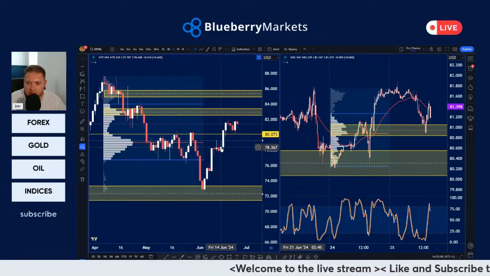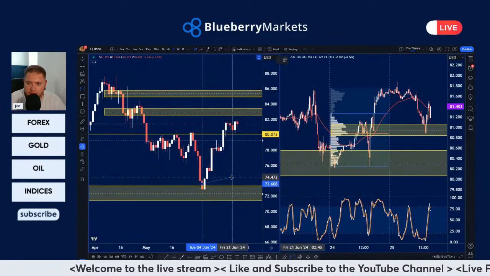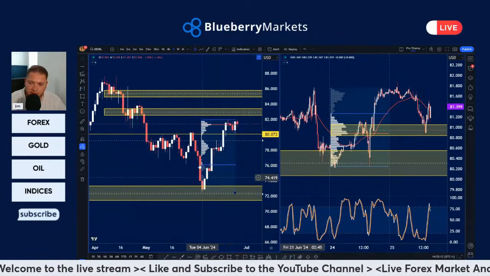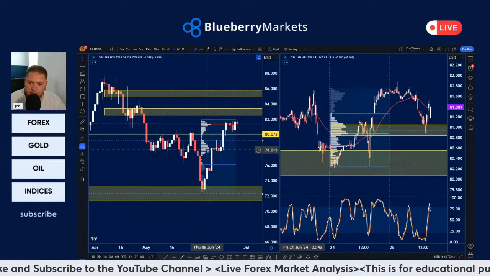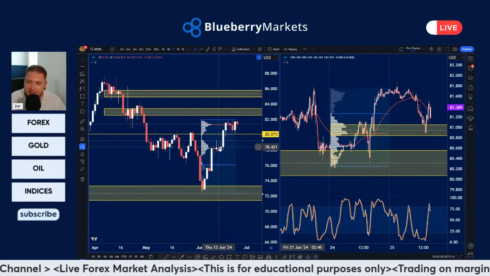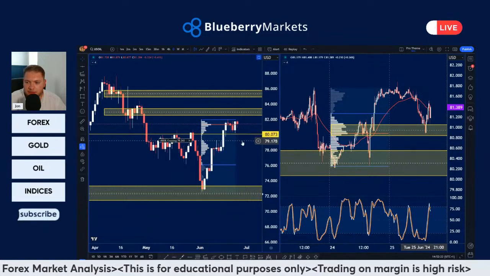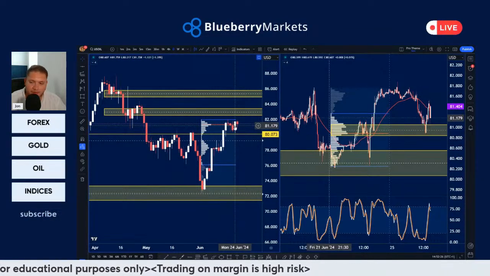Down towards this $78 handle level. The reason I like that is because if we put a volume profile on, you've got all that volume being built there on the daily chart. So around $78 I quite like, maybe a little bit higher up. I do like the idea of price potentially coming into here and rebounding, but are we going to get that right now? Probably not.